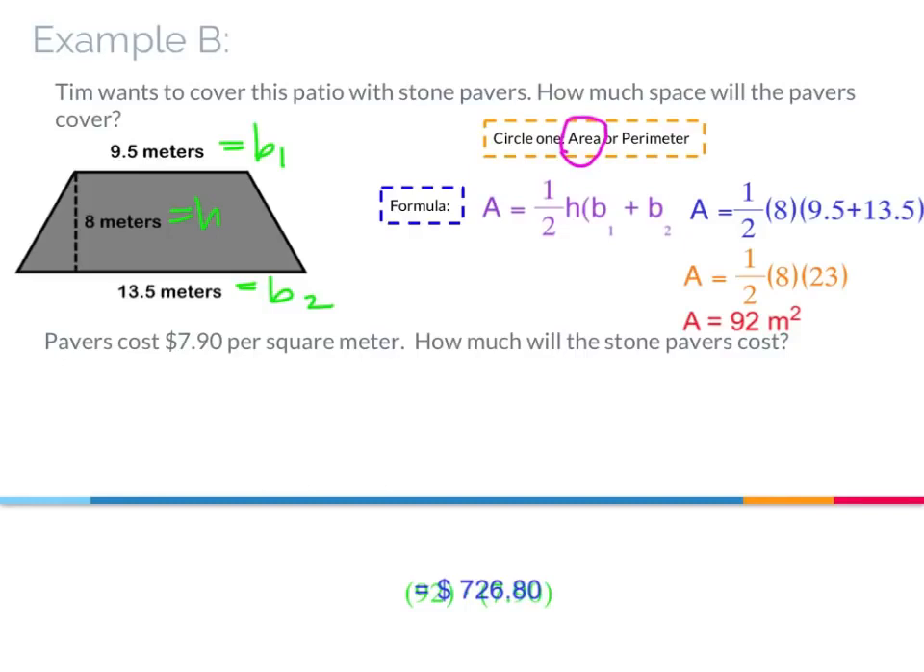So let's continue with the rest of the problem. It says that the pavers cost $7.90 per square meter. How much will the stone pavers cost? Since the area was 92 meters squared, we need to multiply 92 times the $7.90 to give us a total of $726.80 for the stone pavers.